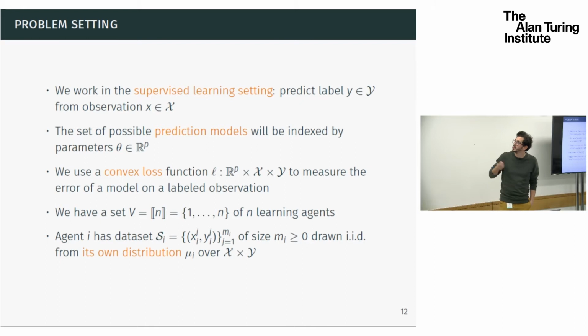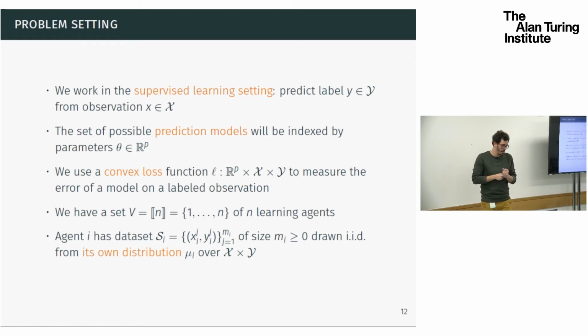I'm also going to assume that how I measure the error of a model on a labeled observation is given by this L. It takes a model, an observation and its label, and gives me some notion of error. This is what I'm going to optimize, and I'm going to make the assumption that this is a convex function in theta.